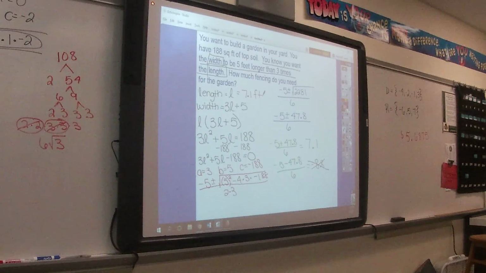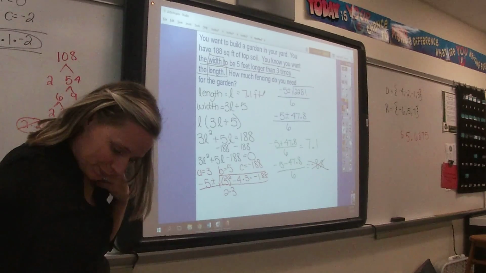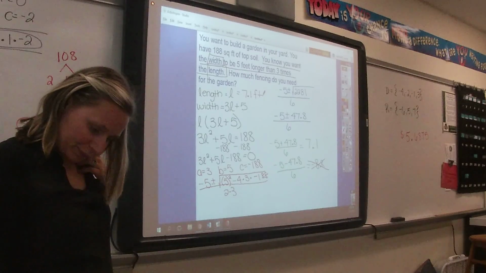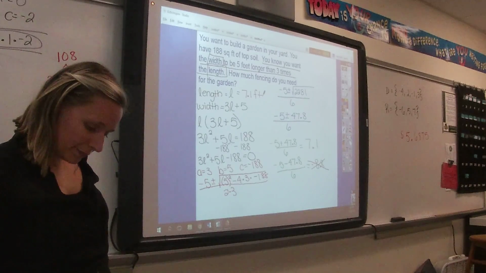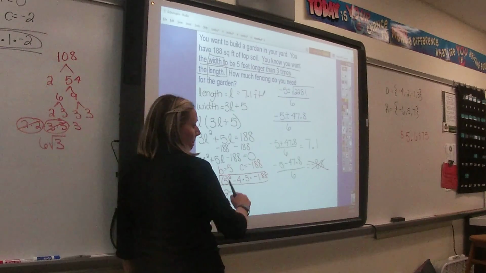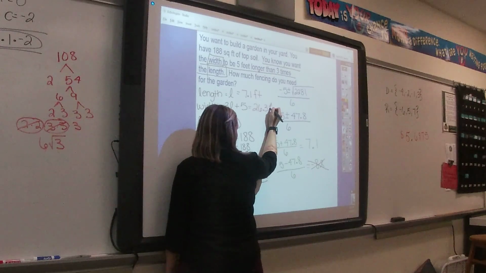How are we going to find the width? 3 times 7.1 plus 5. 26.3. Boom. Done. Go ahead, Sophia. Never mind. Are you sure? Would it be 26? I was going to say if it's negative, then it doesn't, and then I forgot.